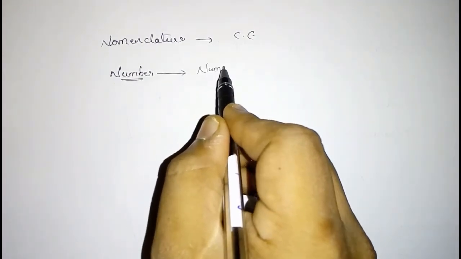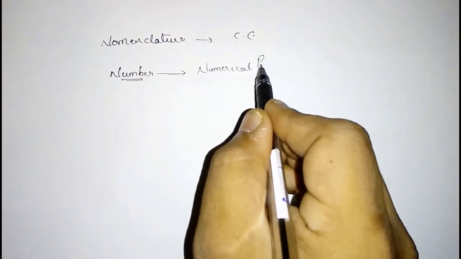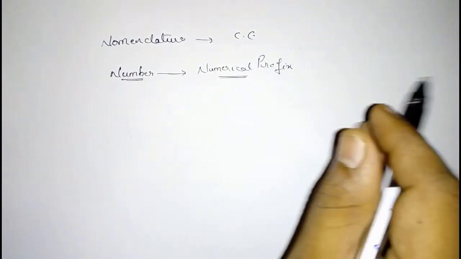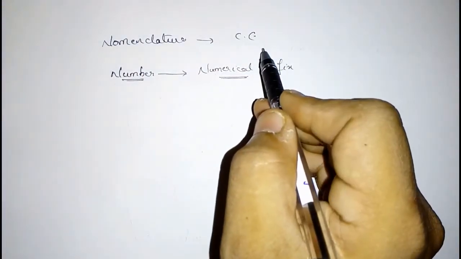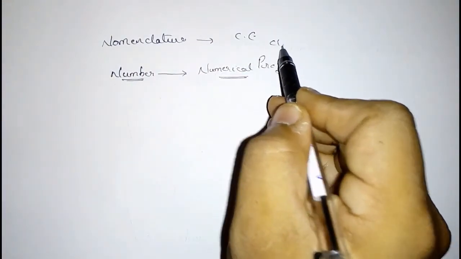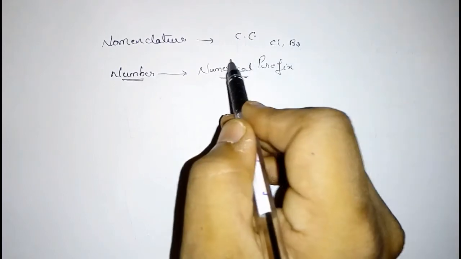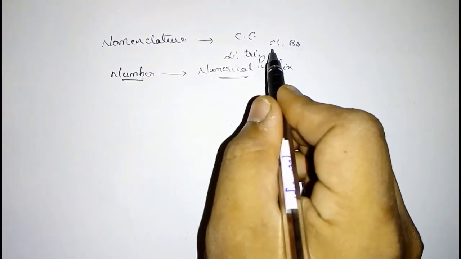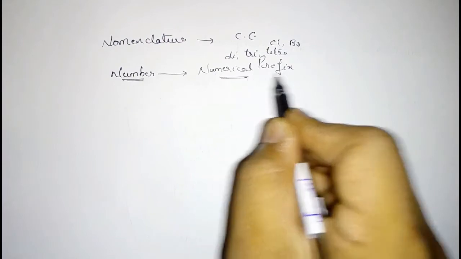It is our numerical prefix. Now, this numerical prefix says about what? Numerical prefix says about if the same type of substance is present. You think of chlorine or bromine: if there are two of the same type of substance, you will be writing it as what? Di. Okay, or you can write it as tri. If it is more than 3, you will be writing it as tetra. That's what our numerical prefix says about.